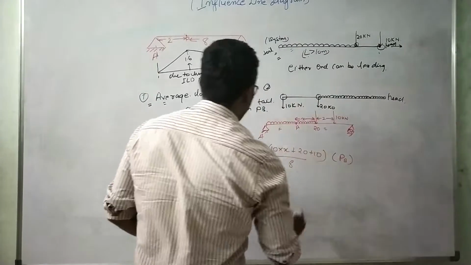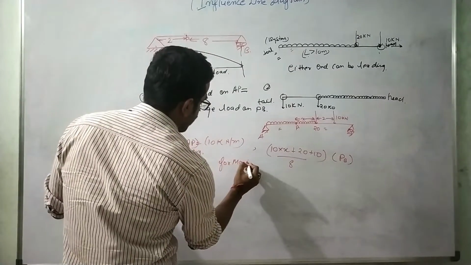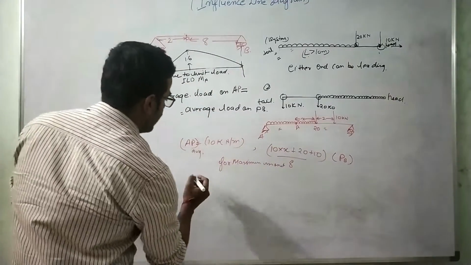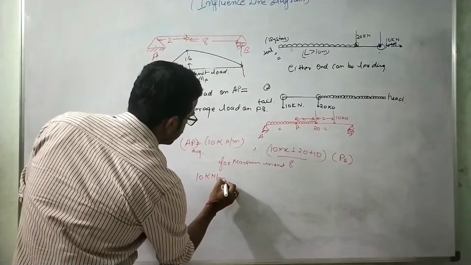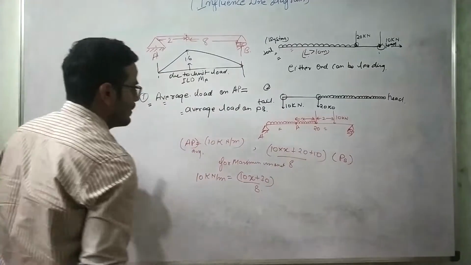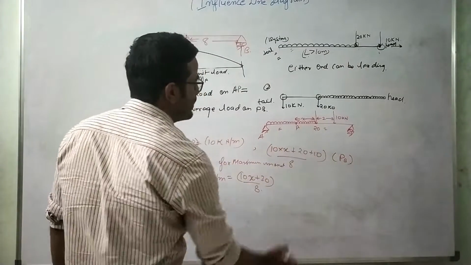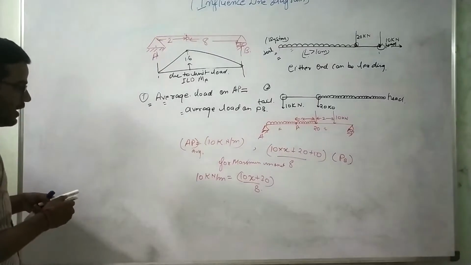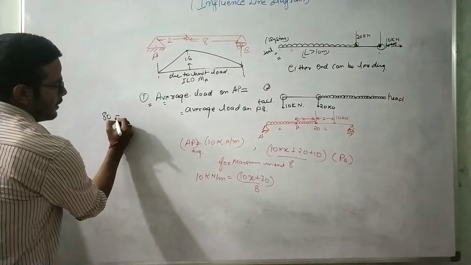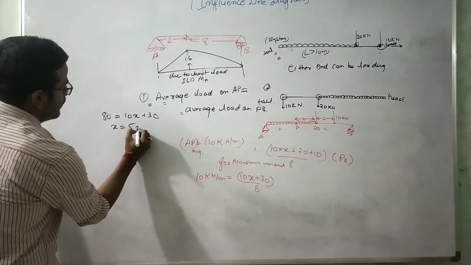Now for maximum moment, this 10 kilonewton per meter load should be equal to this equation, 10x plus 30 over 8. If we want to have maximum moment at this point P, this condition should be satisfied: the average load on AP should be equal to the average load on PB, right? So if we solve this equation, we get 80 equals 10x plus 30, so x equals 5 meter.